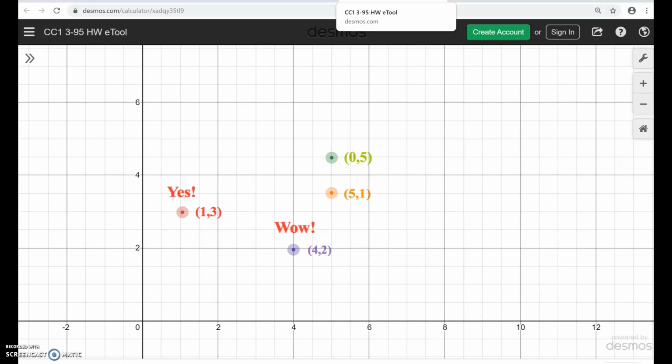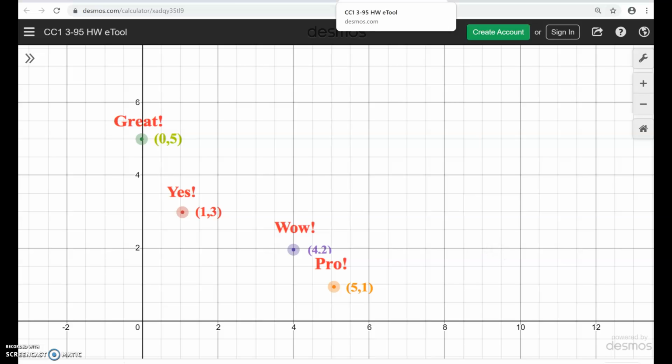(0, 5). So that's 0 on the x. So right there, 0 on the x. And then up 1, 2, 3, 4, 4.5, 5. Go on the line. There we go. And then the last one is (5, 1). So 5 on the x-axis, right there, and then 1 up. There you go. There you have it.